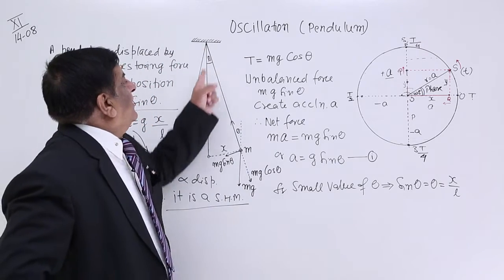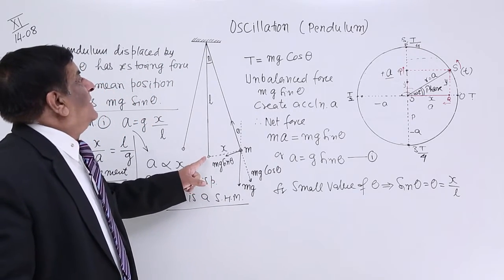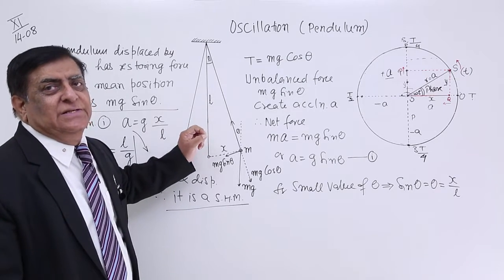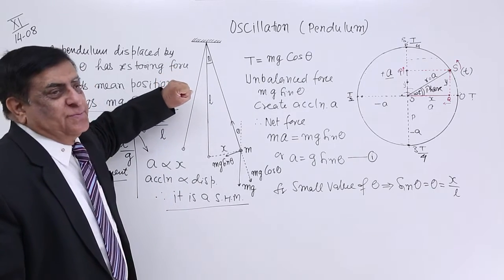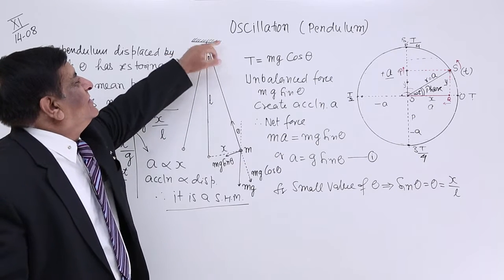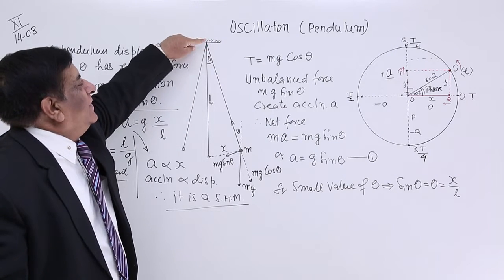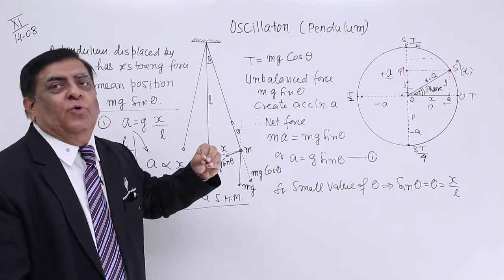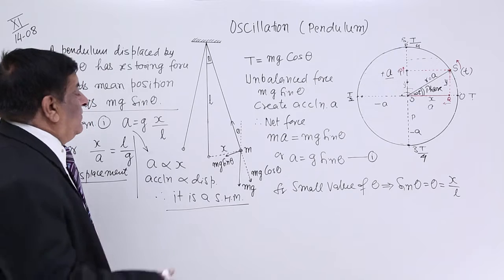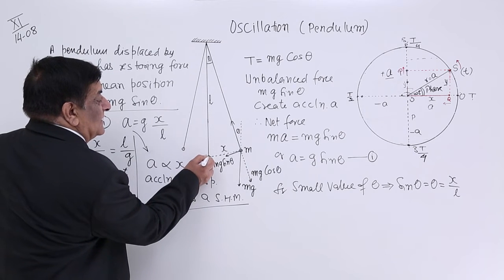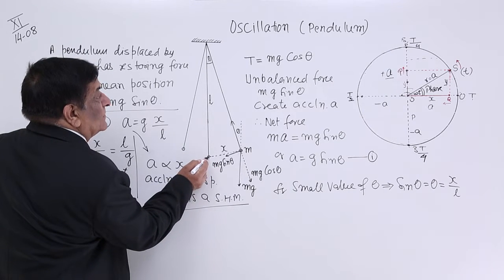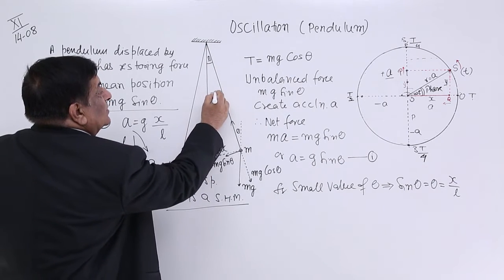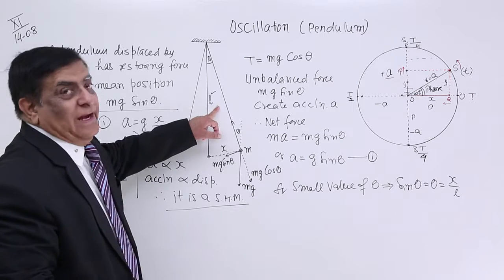Here is a simple pendulum. A simple pendulum is a string which is massless, tensionless and a very short string. This is a rigid platform on which this string is hanging, and there is a mass which is very small, a point mass. We assume that from this point to the center of mass, the total length is taken as L.